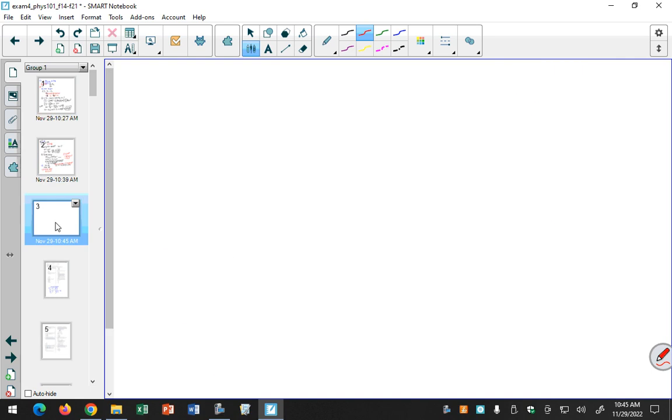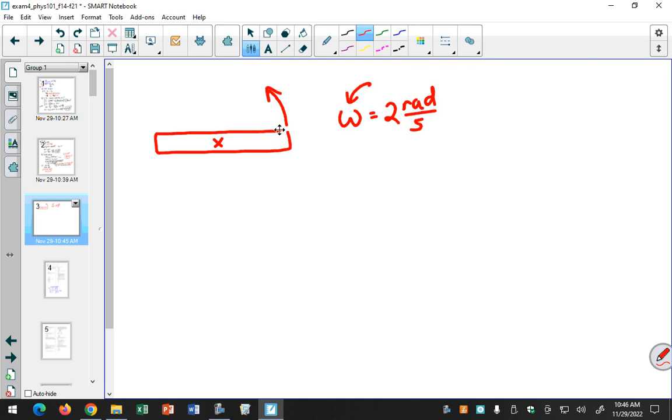You're going to have a rotating object. Let's say it's, I don't know, we'll just go with a bar. So I have a bar that's rotating. I'll give you the angular speed. So let's say that the angular speed is 2 radians per second. I don't say it's omega, I say it's the angular speed. That's what this is.